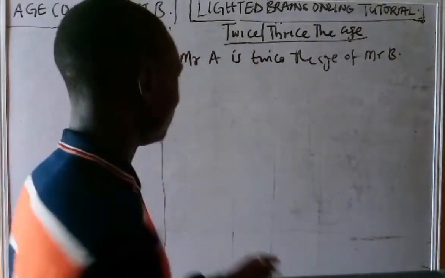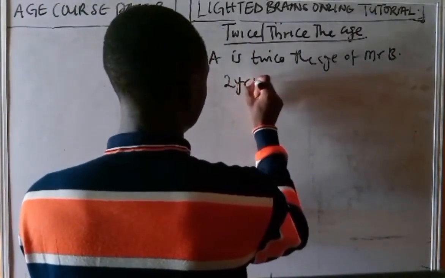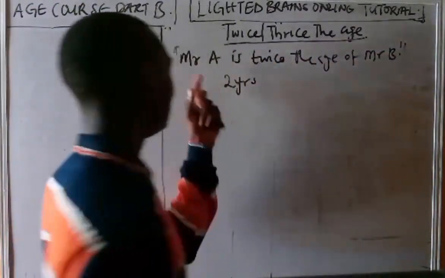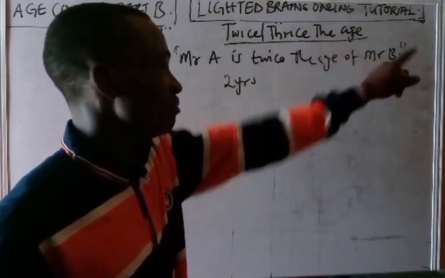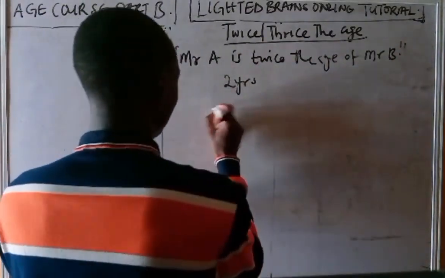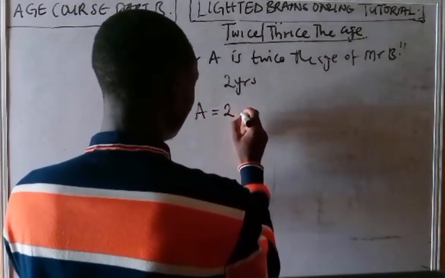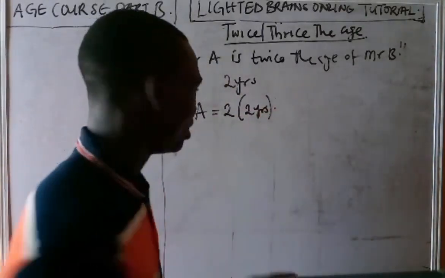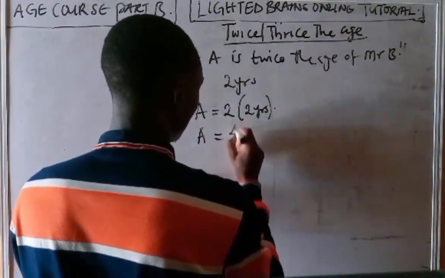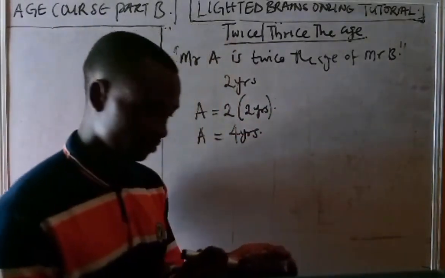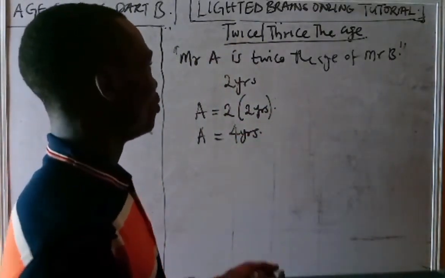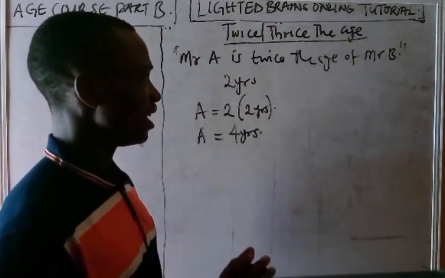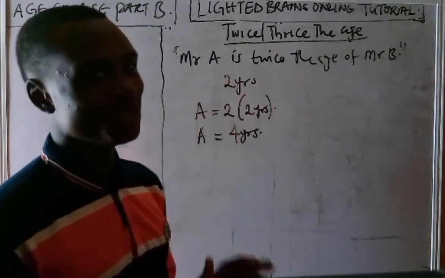For example, if the age of Mr. B is 2 years, according to this statement, they said Mr. A is twice the age of Mr. B. That means Mr. A is equal to 2 into 2 years. Do you understand now? So Mr. A now is equal to 4 years. I believe you see it. So what if they say Mr. A is thrice the age of Mr. B? Do you understand now? But this is quite easy. This will not set you.